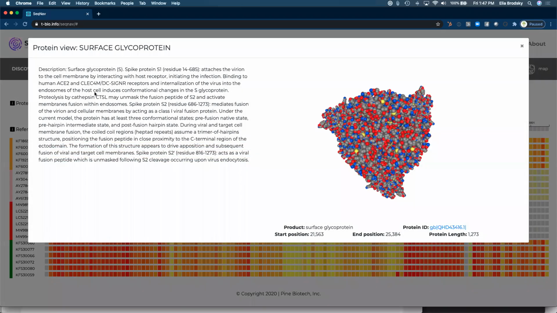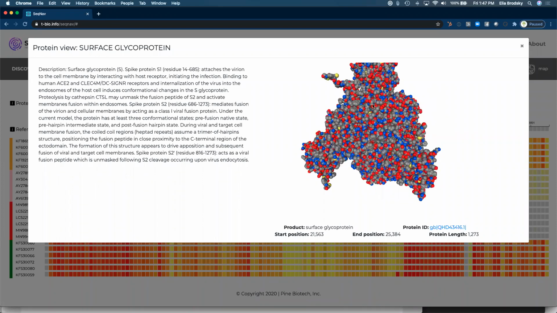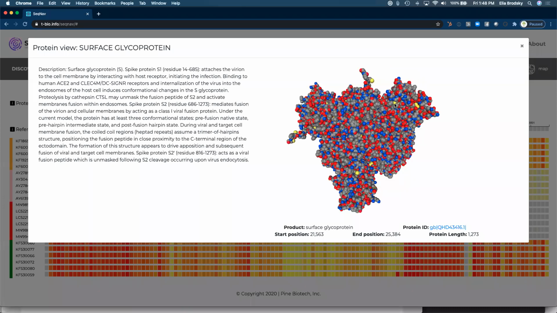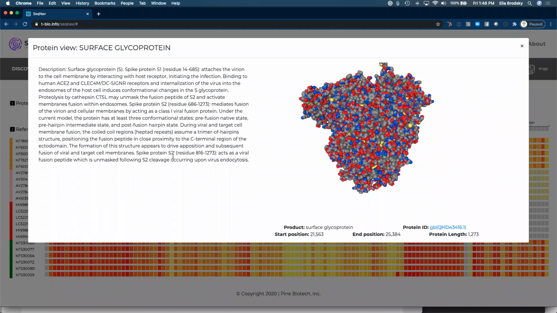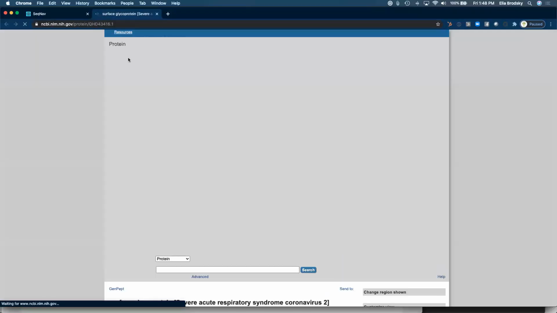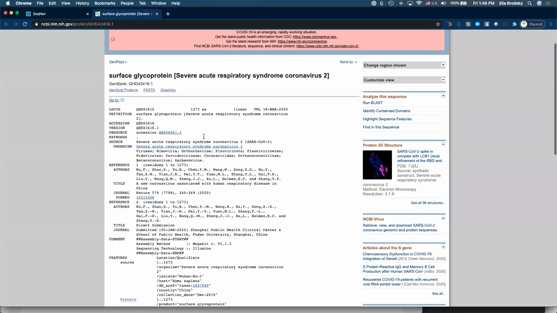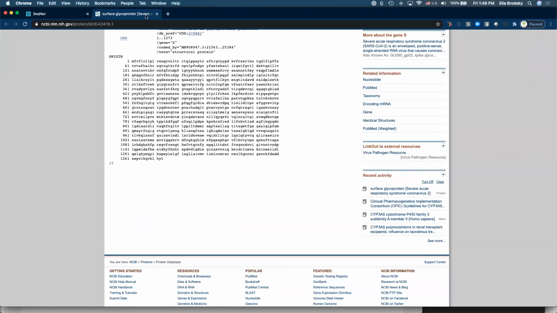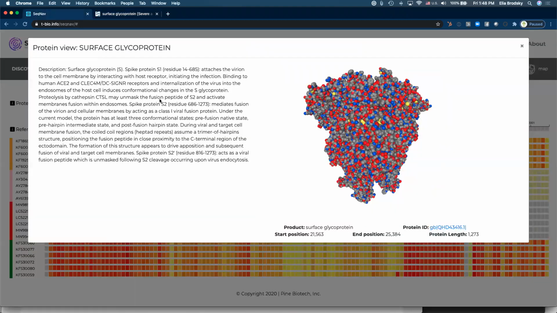So here I have this spike glycoprotein. We know that it is responsible for interaction with the host protein for cell entry. I can actually see the 3D structure of this protein and read about what it is. I can also go to this link, which will take me to the NCBI, where I can find more information about this protein and its full sequence. So this is an important component as well. Not only am I asking how these different sequences are related, and what areas are most related or most dissimilar, but I can also ask what the functional result might be from changes in that protein.